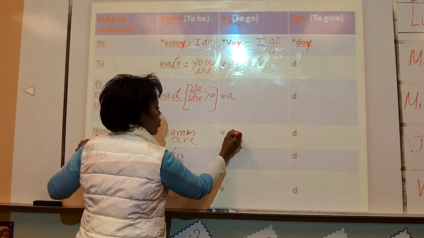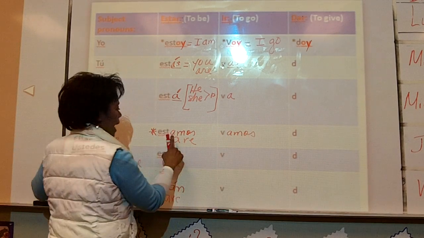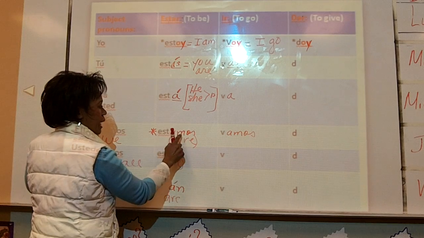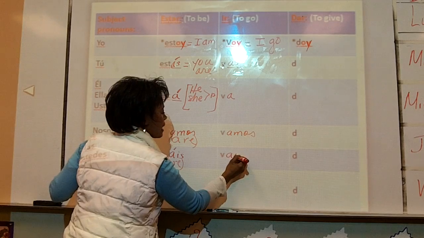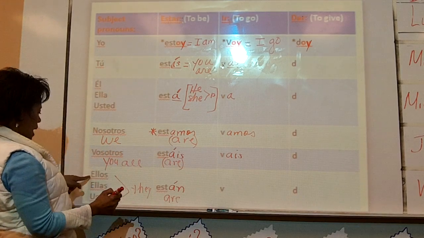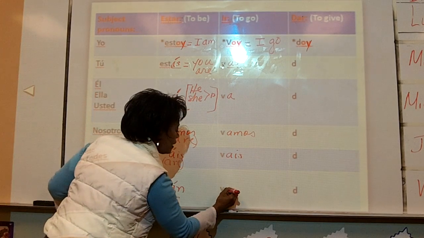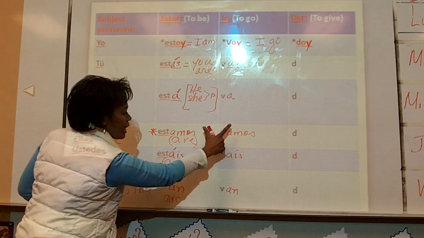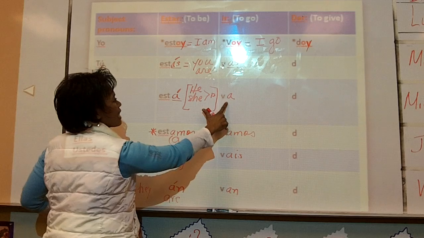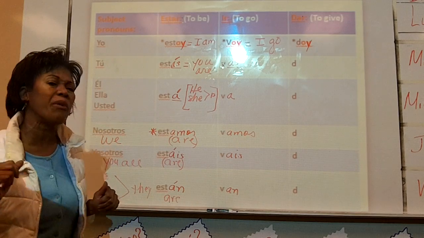Nosotros vamos, no accent. If you notice again, it's the same spelling, however. Okay, vosotros vais, no accent. Ellos, ellas, ustedes van, no accent. You have the same spelling, but these ones do not have any accent. And that's another difference that you need to remember.